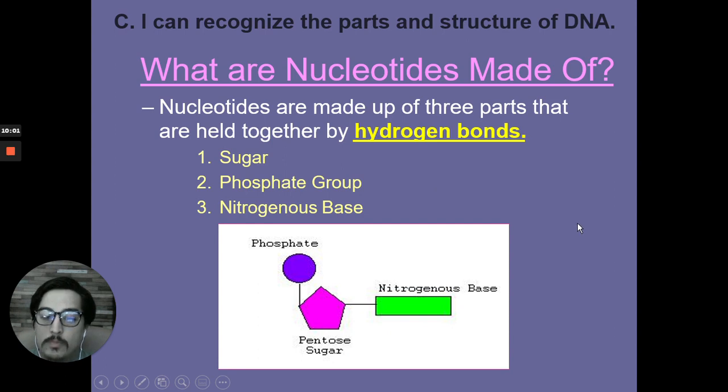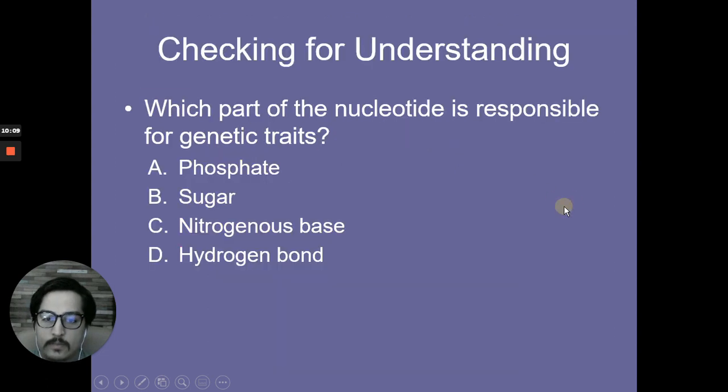Okay, so now you know the three parts that they're going to be attached to another one on the other side using a hydrogen bond. I'll come back to this in a second. Now, before we keep going, you have your notes in front of you. I'm going to ask you a question. Which part of the nucleotide is responsible for the genetic traits? A, phosphate, B, sugar, C, nitrogen base, D, hydrogen bond. Which one is the most important one? I mentioned it earlier. That's not the sides. It's going to be the middle, and in the middle, you have the nitrogen base. So that's the answer right there.